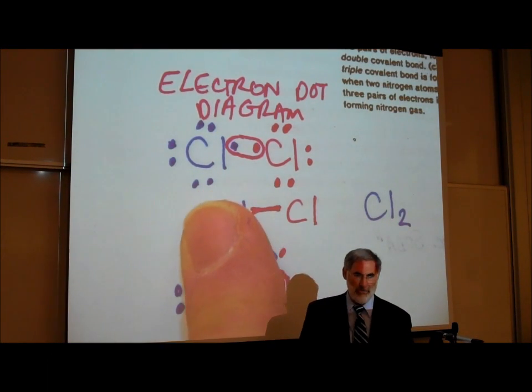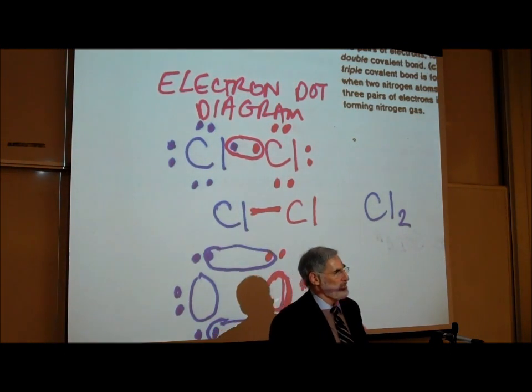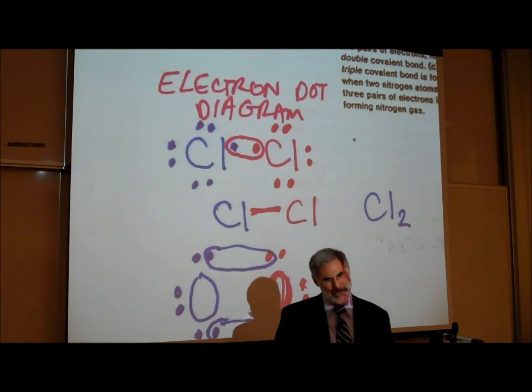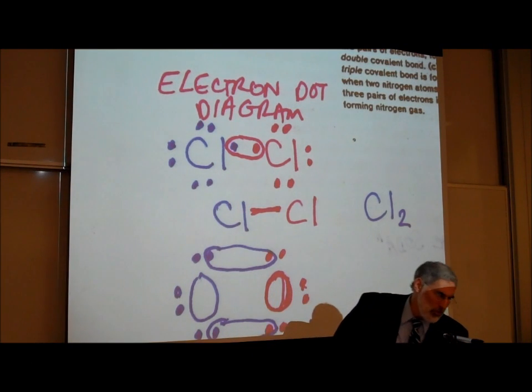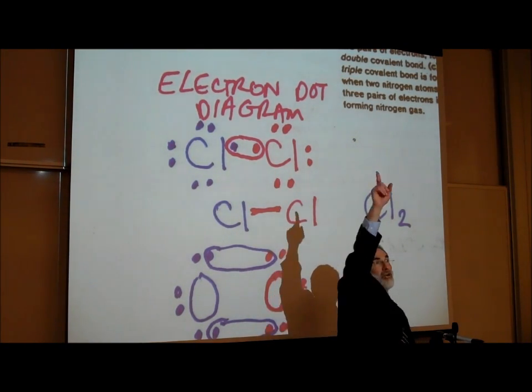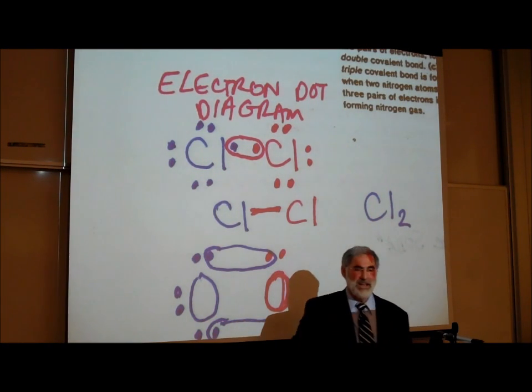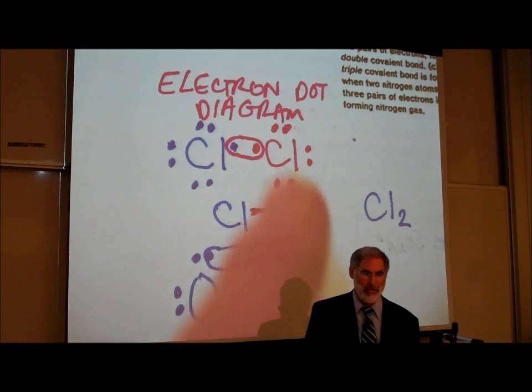So what are we showing? We show two chlorines. I made one of them blue and one of them red. They don't really come in different colors. Now, each chlorine has 7 electrons in its outer orbit. We know that. It's shown right at the top of the page where it shows sodium combining with a chlorine. Chlorine has 7 electrons in its outer orbit.